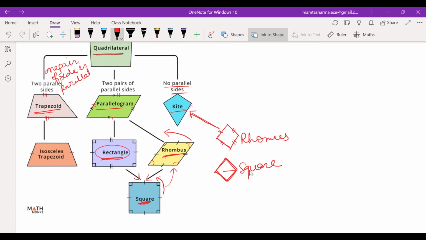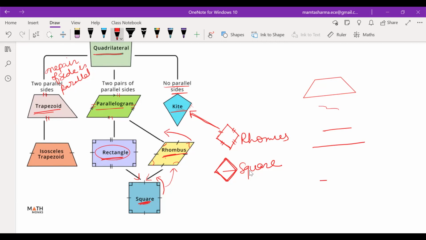If the length is not equal, it doesn't mean that these two are not parallel. Parallel lines may be of different length. Parallel and length are two different things. Clear?